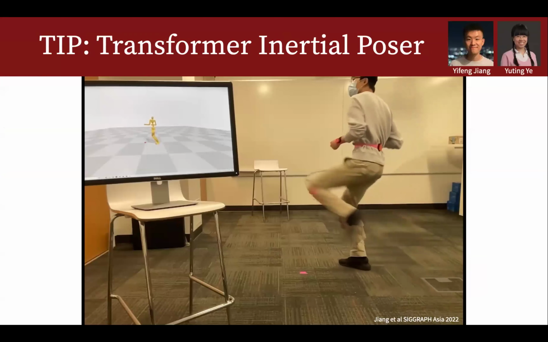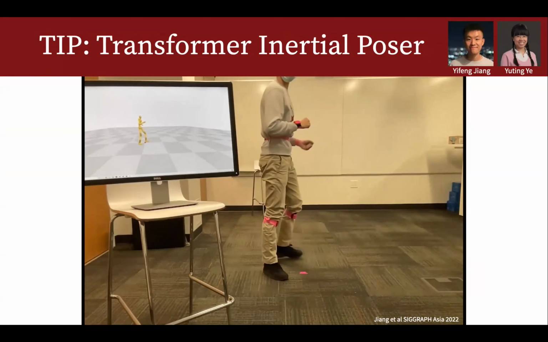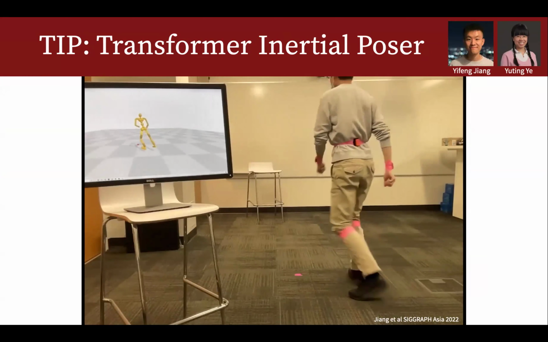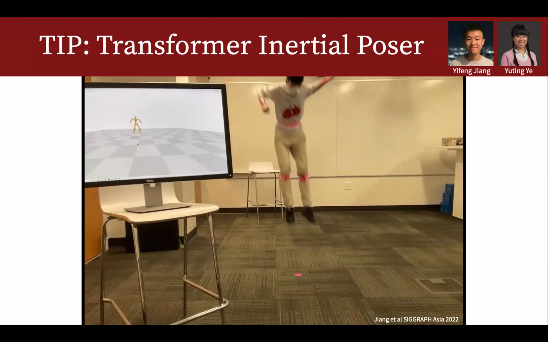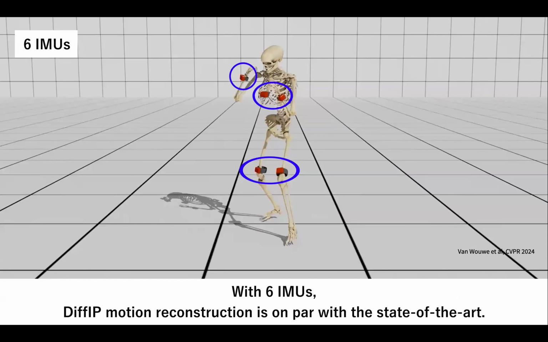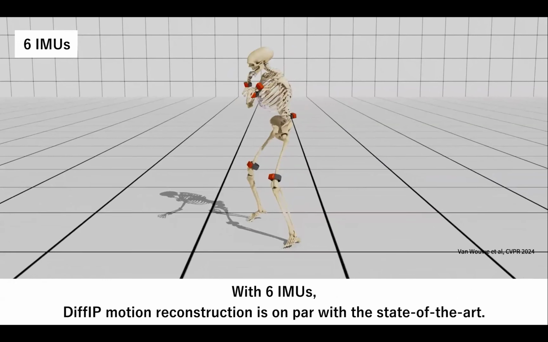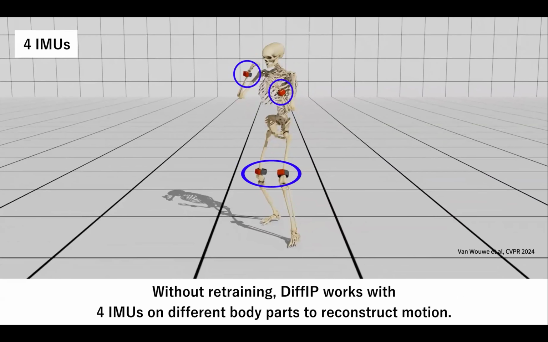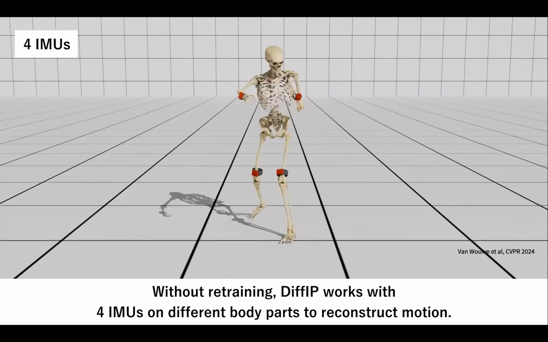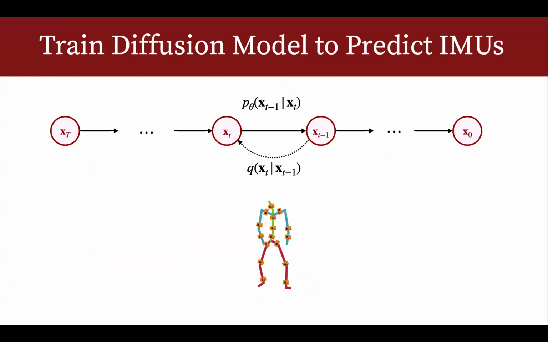We did that. Two years ago, we built this IMU system that requires only 6 IMUs, and we use machine learning tools to reconstruct the full body motion. This year at CVPR, we did something more. We created new techniques that allow you to reconstruct full body motion from arbitrary numbers of IMUs, placed at different parts of the body. The way we do that is a diffusion model again. It's almost the same trick.